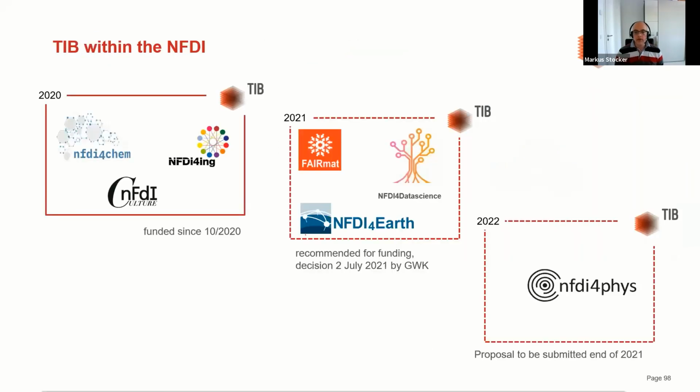Next slide, please. TIB has been involved very early on in the process. 2 years ago, we were involved strongly in the development of proposals in chemistry, engineering, and culture, and they have been funded since last year, and they are in the ramp-up phase. Now we are waiting for the final decisions on funding in Earth, data science, and material sciences. As you can see on the slide, we are also looking at physics, and potentially also, since it's becoming a topic, cross-cutting and base services, NFDIs. We're looking also at proposals in this domain.